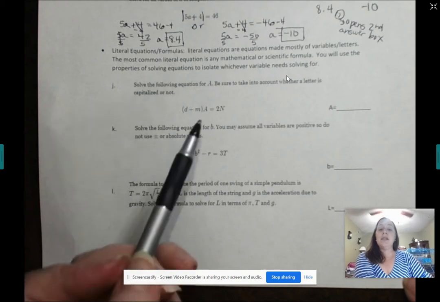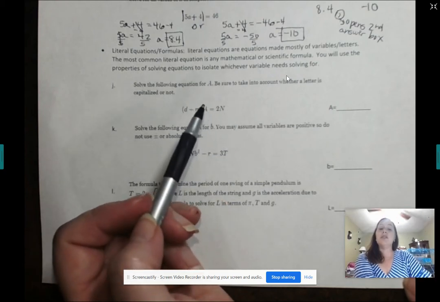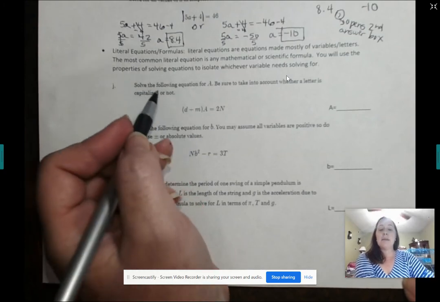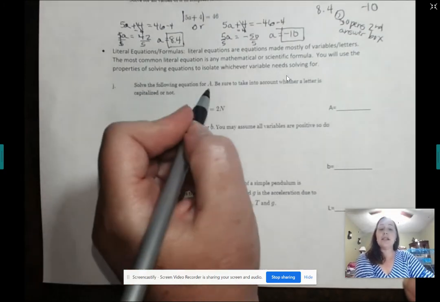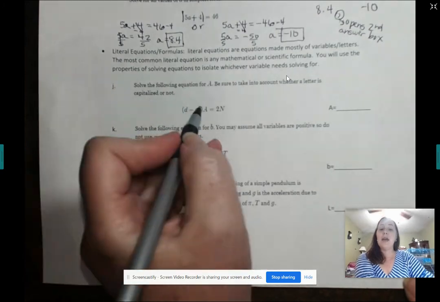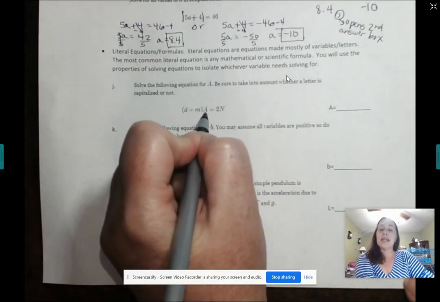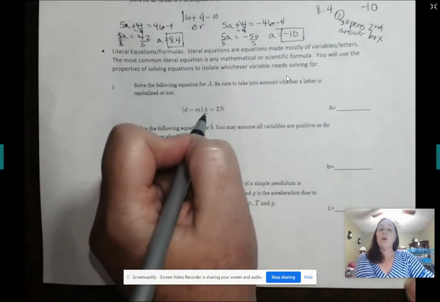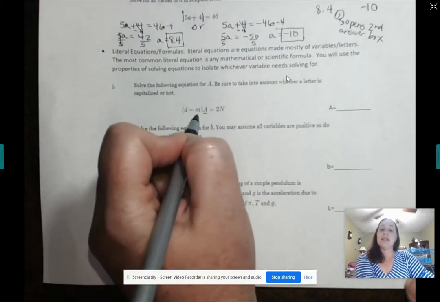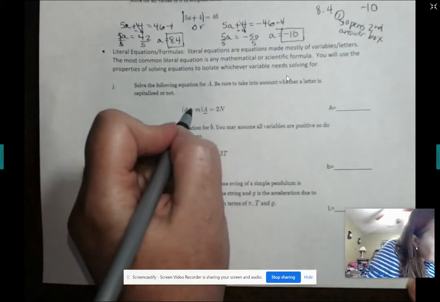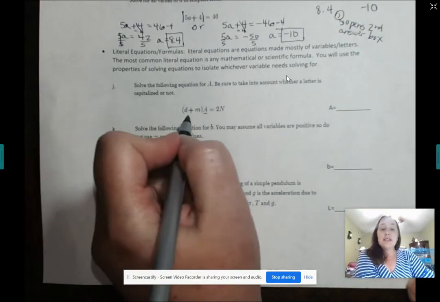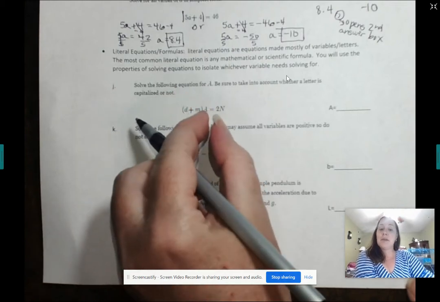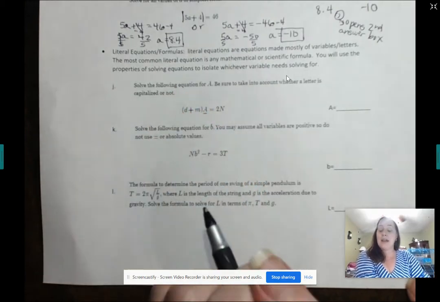Oftentimes you will be given an equation like that, but you're told to solve for a letter that is not by itself. So in our first example here, it says you're going to solve for capital A. Well, look at where capital A is located. It is not by itself, so it is not solved for yet. What it is next to is a parentheses, and don't worry about the fact that this is addition in here. This is a parentheses next to a letter. That means multiplication is what's happening between A and that value.